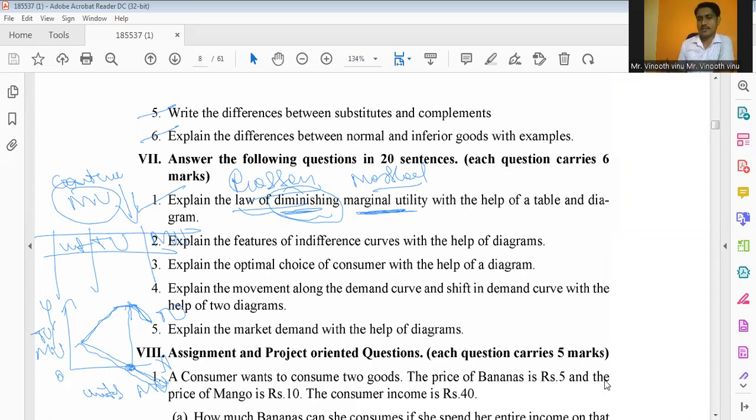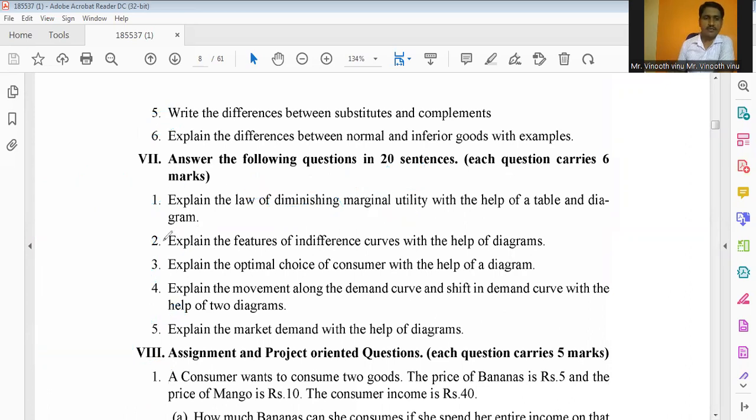Six marks. Next, important features of indifference curves. Most important. See, an indifference curve is downward sloping from left to right. Indifference curves cannot intersect each other. An indifference curve cannot be vertical. It cannot be horizontal. It cannot be positively sloped.